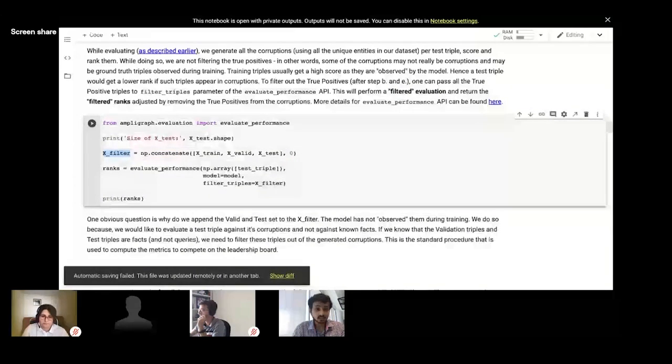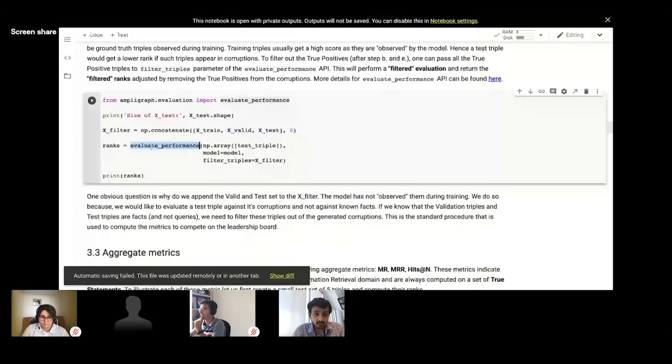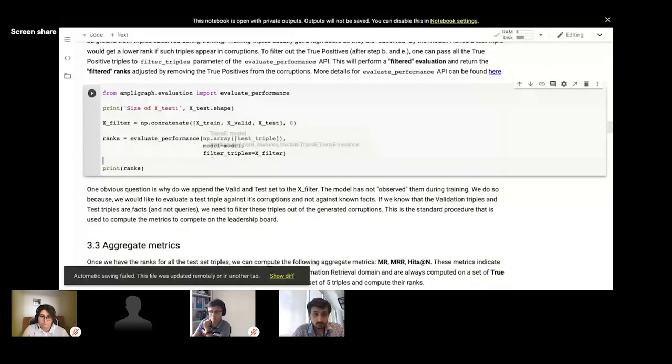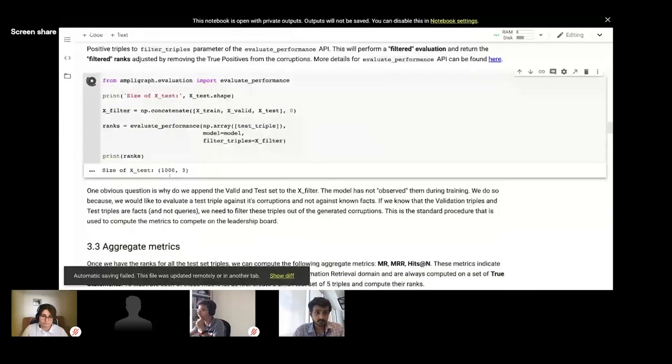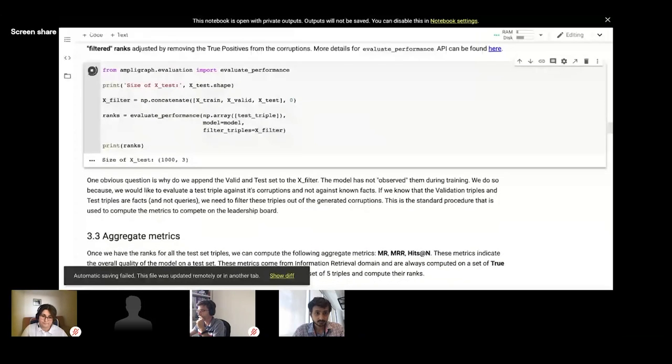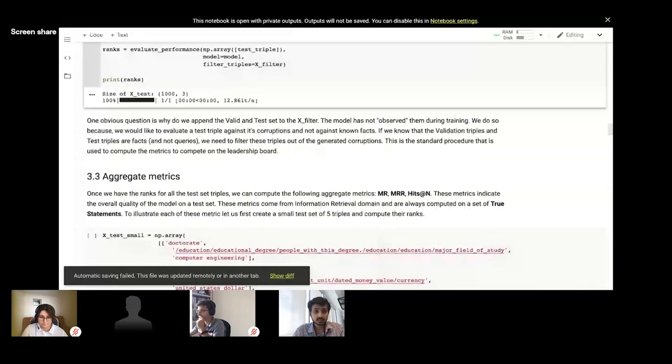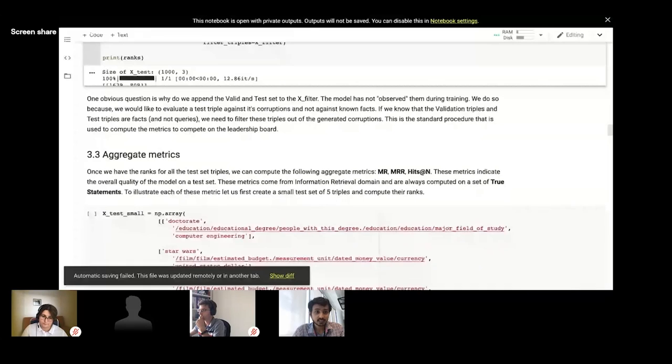So we concatenate train, test, and validation sets, and then we call evaluate performance. This is an API that Ampligraph provides under the ampligraph.evaluation module, and you can pass the test triple to it along with the filters, and then it will give you the ranks. So for now, here I'm just passing one triple, so you get the rank for that triple. Harrison Ford acted in Star Wars.